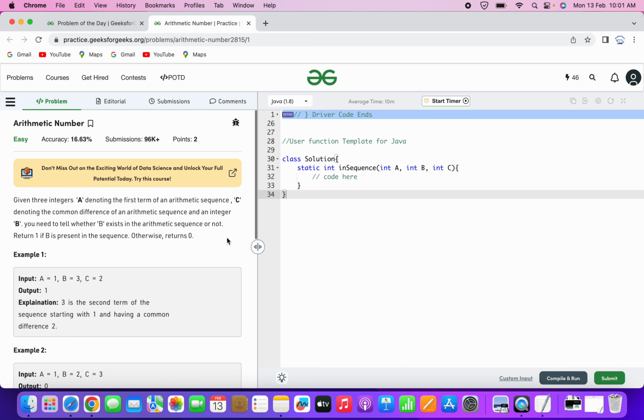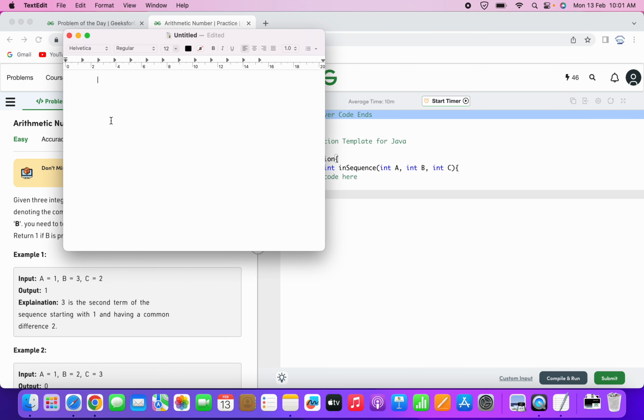So this problem is simply based on arithmetic operations, or an AP, what we call in maths. So let's first understand how this works. Suppose we have a number 4, and the common difference is 5. So the next number will be 9. Again, if we add 5 to this, the next number will be 14. Then again it will be 19.